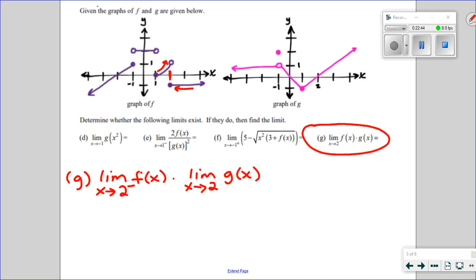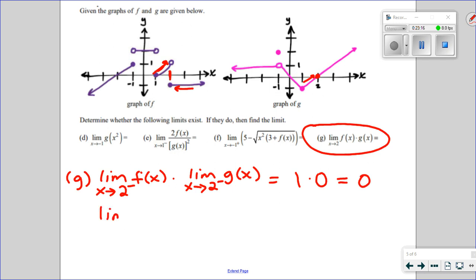So I'm just going to start from the left because I feel like it. Okay, so let's start from the left. The limit as x approaches 2 from the left of f of x, okay, that would equal 1 times the limit as x approaches 2 from the left of g of x. Now as x approaches 2 from the left of g of x, we can see that y is approaching 0. And 1 times 0 equals 0.